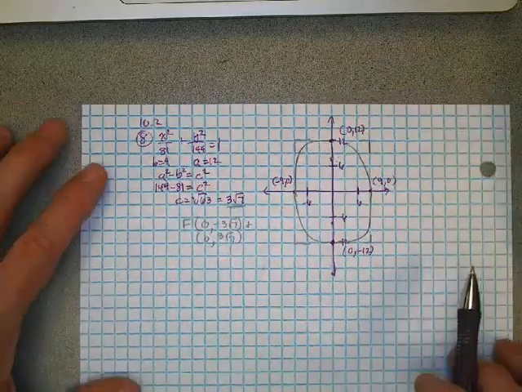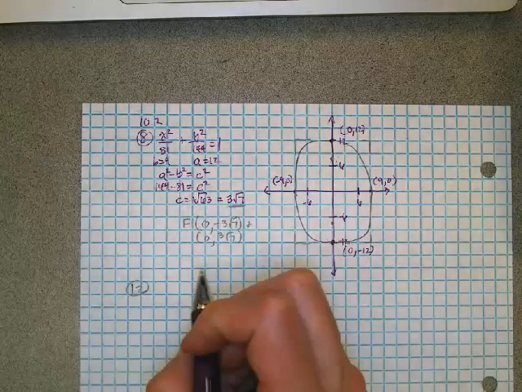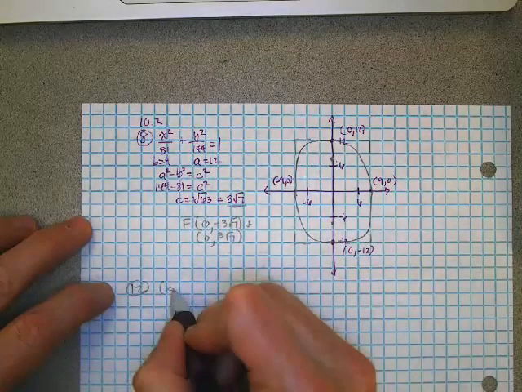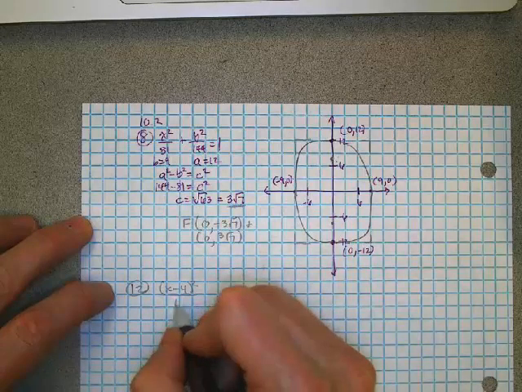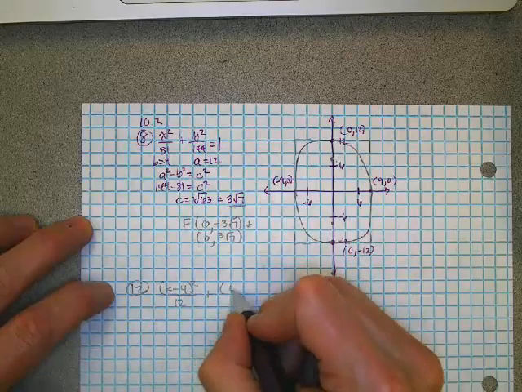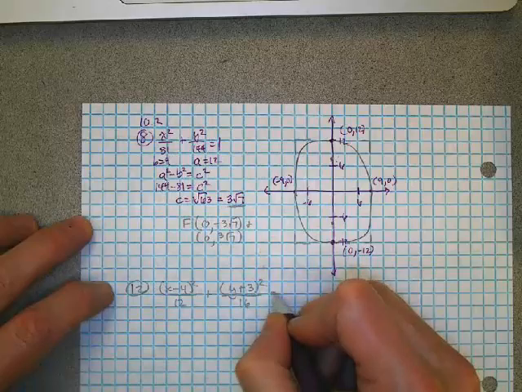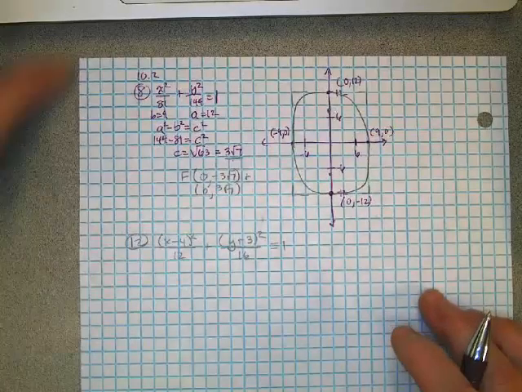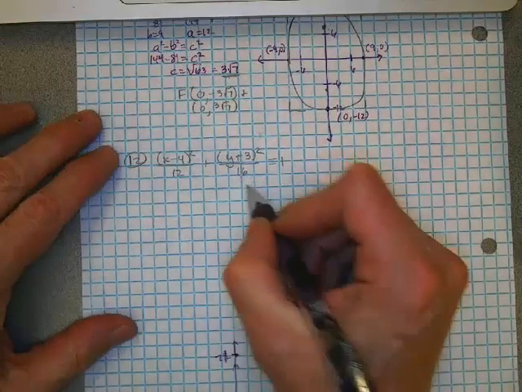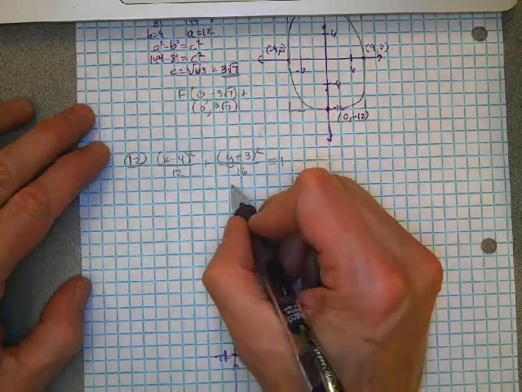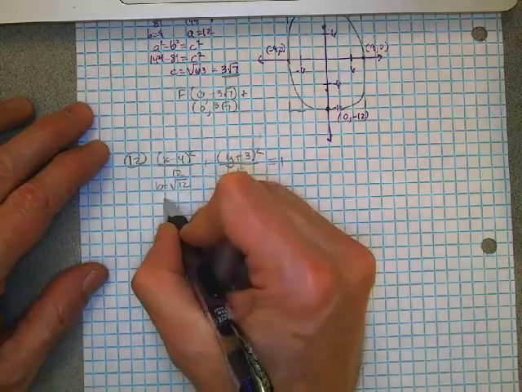And now let's look at number 12 real quick. Number 12 says x minus 4 quantity squared over 12 plus y plus 3 quantity squared over 16 equals 1. Once again, this is vertically oriented because the larger number is underneath the y term squared. So in this case, a is 4. In this case, b is the square root of 12, which is 2 root 3, I believe.